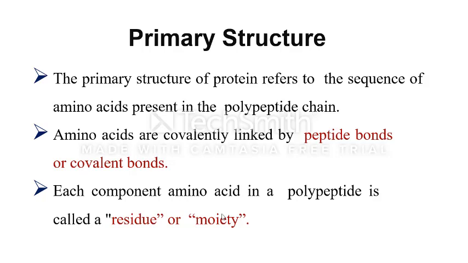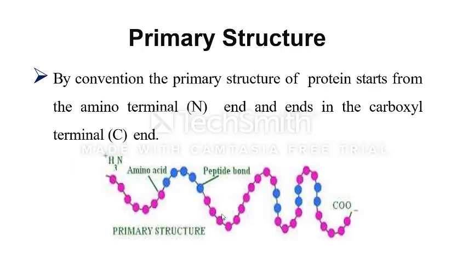The primary structure of protein refers to the sequence of amino acids present in the polypeptide chain. Amino acids are covalently linked by peptide bonds. Basically, peptide bonds are covalent bonds. So each component amino acid in a polypeptide is called a residue or a moiety, right? So a monomer is called a residue or a moiety. By convention, the primary structure of protein starts from the amino terminal and ends at the carboxyl terminal.